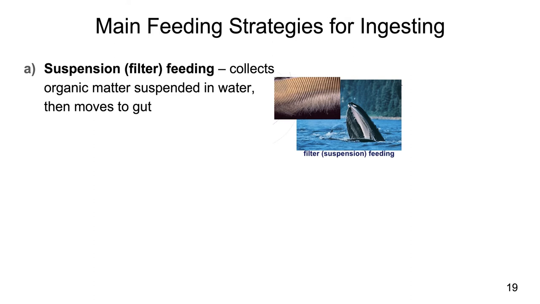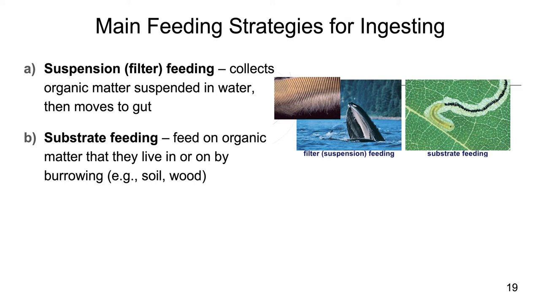There's also something called substrate feeding. So this is basically feeding on organic matter that the organism lives in, either by burrowing or crawling through it. So you can think of a worm crawling through the dirt and digging a little tunnel as it goes and eating bacteria and things like that and nutrients that are in the dirt.